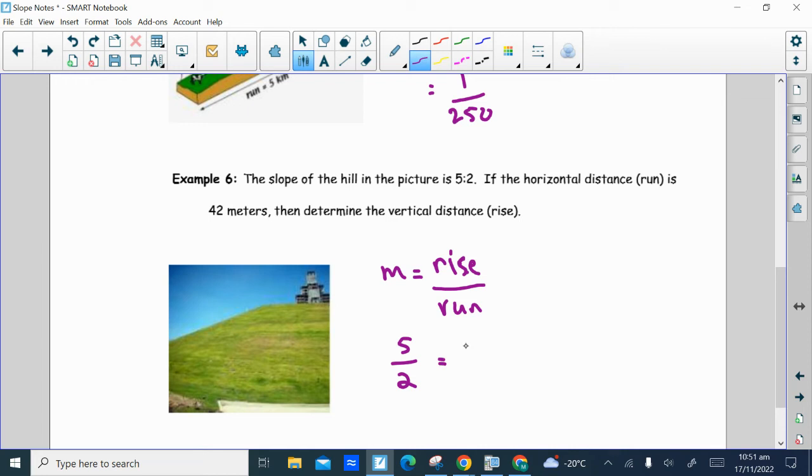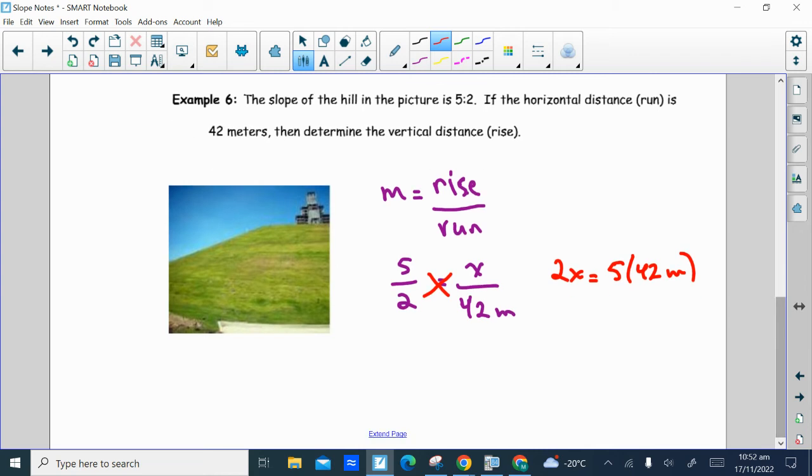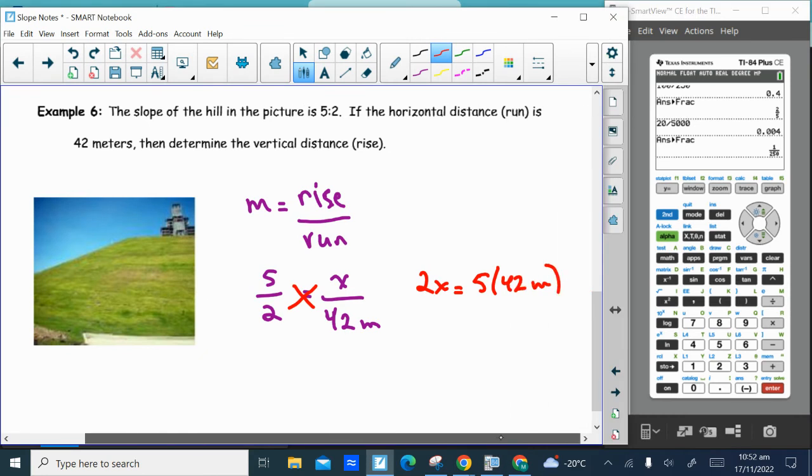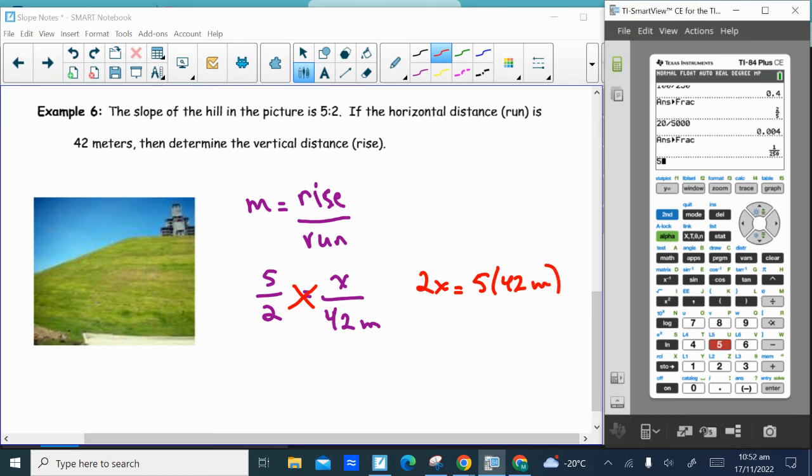We want to determine the vertical distance, the rise, if the run is 42 meters. So we've done questions like this before. Whenever two ratios or fractions are equal to each other, their cross products are equal. So 2 times x equals 5 times 42 meters. And so now we'll use our calculator. On the right side, 5 times 42 is 210.